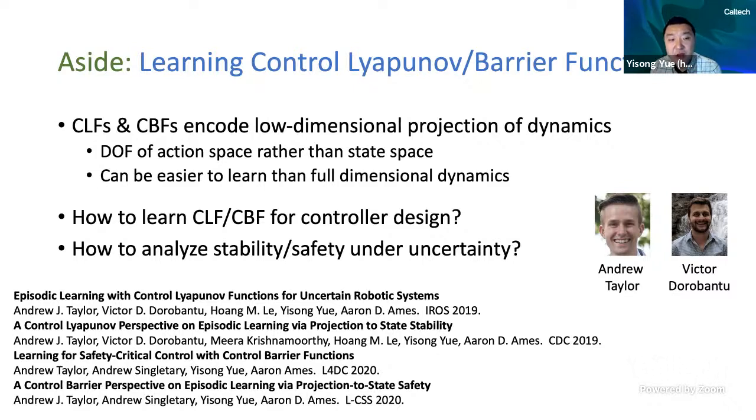In particular, for control Lyapunov functions and control barrier functions, the degrees of freedom is with respect to the action space rather than the state space. So you may have only a low degree of freedom in terms of your actions, such as maybe just 10 or so, and your full state space could be 100. And so this can be easier to learn than the full dimensional dynamics. And so how does one actually estimate this projection, learn a residual function in this projection of the dynamics? We've done some work studying this as well.